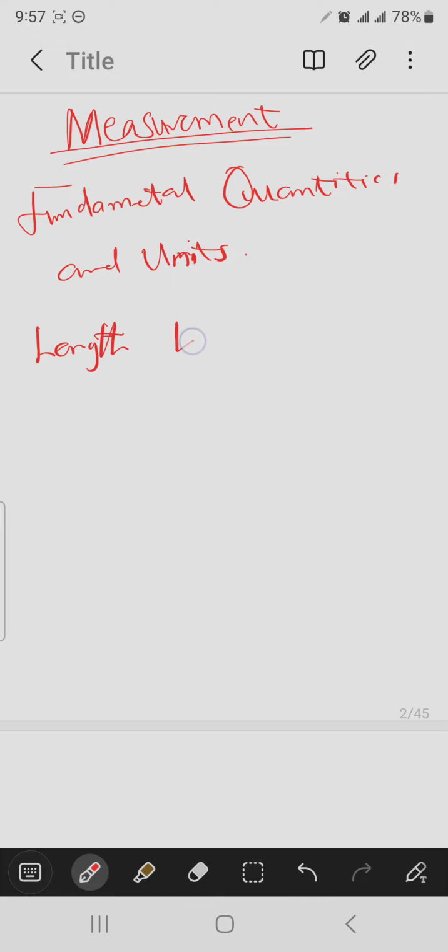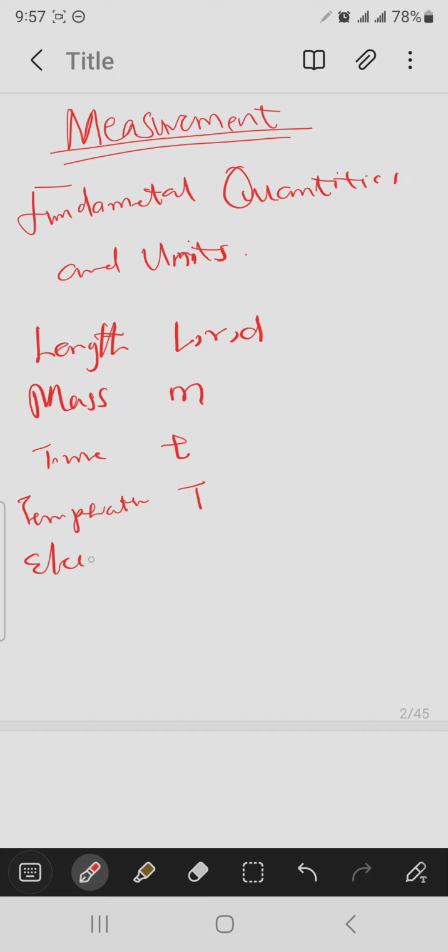The symbol can be L or D. It depends. And you understand what I mean. The other one is mass, which is going to be small m. Time, which is going to be what? T. Temperature, capital T. Electric current, equals to what? Capital I.